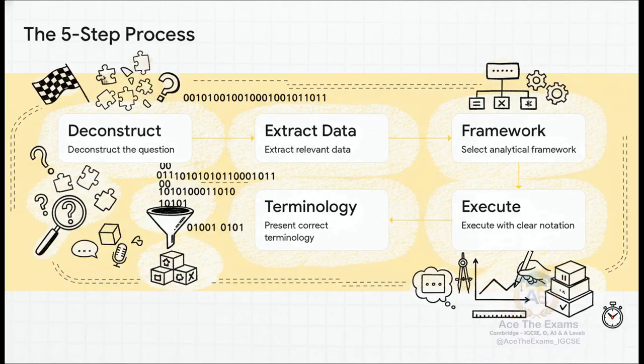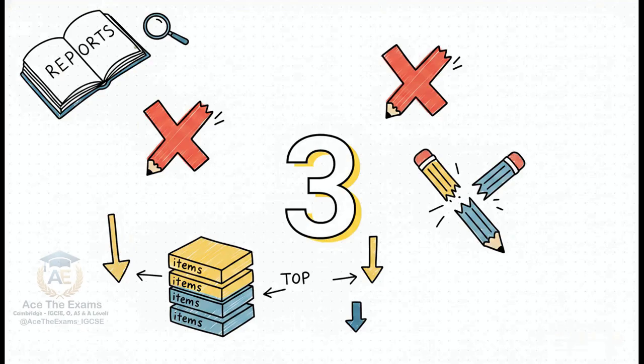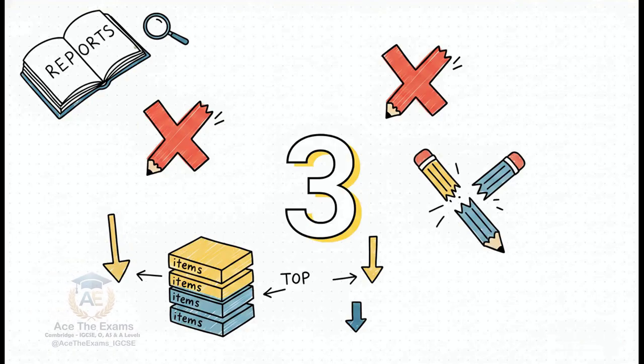If you memorize and run this 5-step sequence every single time you see a problem, you'll save time and completely avoid misinterpreting the question. Next up, Section 3, Top 3 Examiner Warnings, Navigating the Pitfalls. We actually went through the principal examiner reports to find out where things go wrong. And we found exactly 3 critical mistakes.